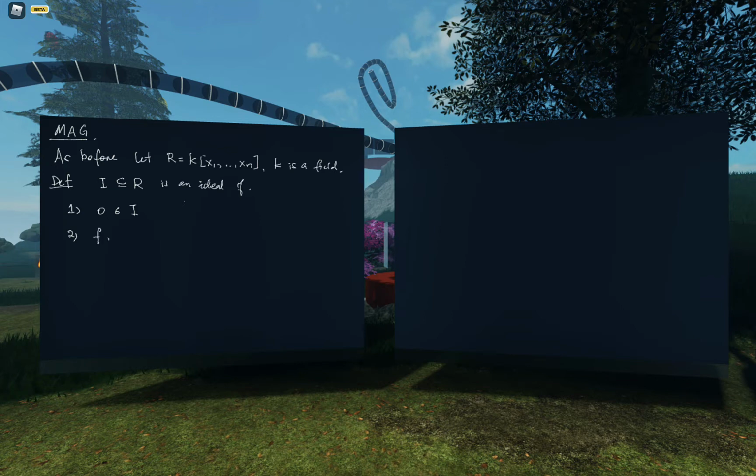Next, if you've got two members of the ideal, then the sum of these two elements is also in the ideal. So the ideal is closed under addition. And three, if you have r in R, so this is just an arbitrary polynomial, maybe I should use p, but I use r here, and f is in I, then the product rf is in I.